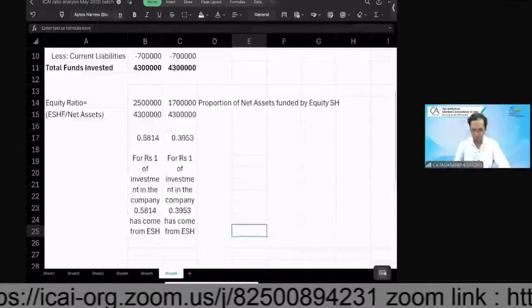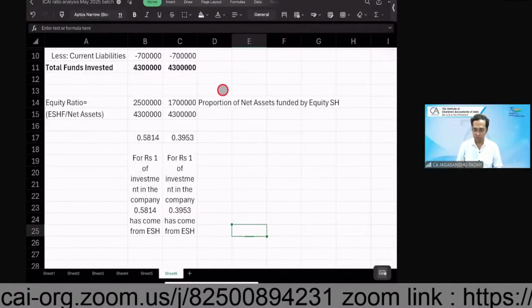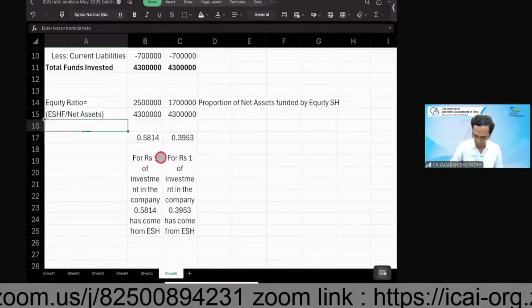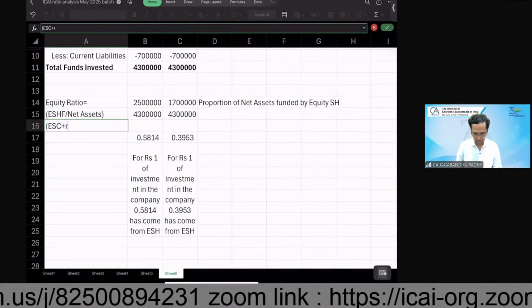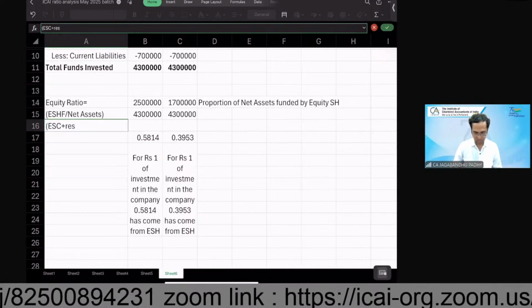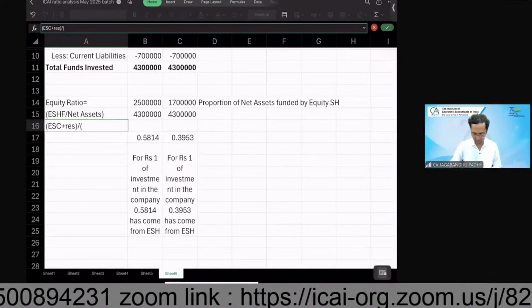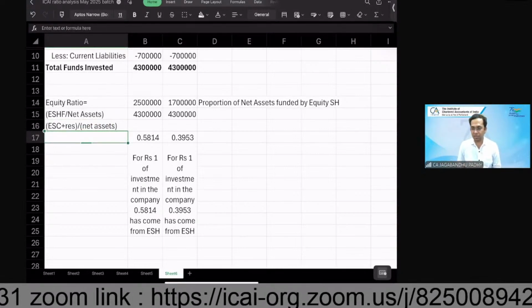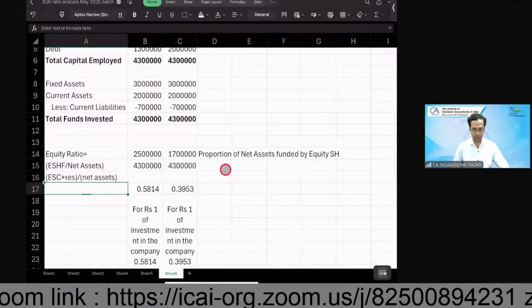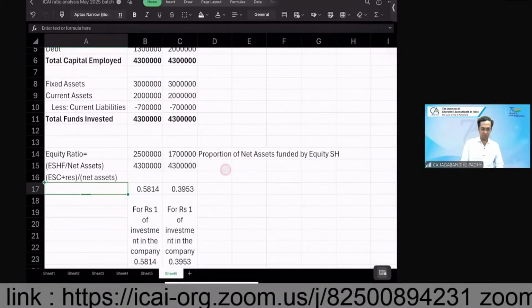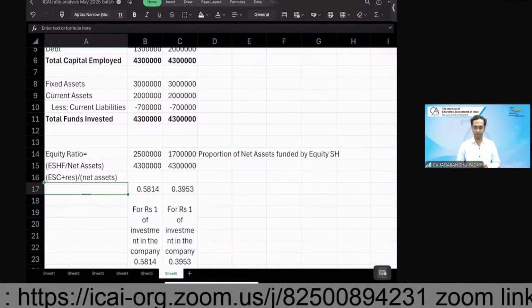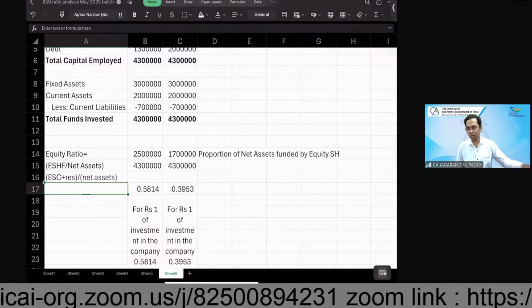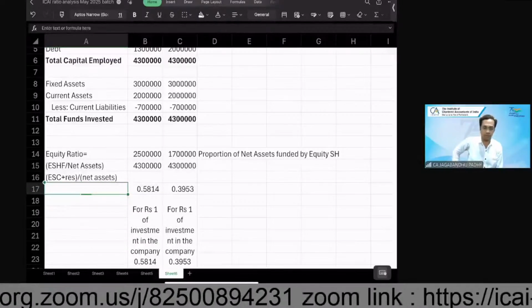So equity shareholders ratio is going to tell us the proportion of net assets funded by equity shareholders. So the numerator is going to be your equity shareholders fund. Now how do you get the equity shareholders fund? Equity share capital plus reserves, right? And this entire portion divided by the net assets. Net assets is basically total assets minus your current liabilities. So current liabilities are subtracted over here. Does this make sense? Are we good with the equity ratio now?